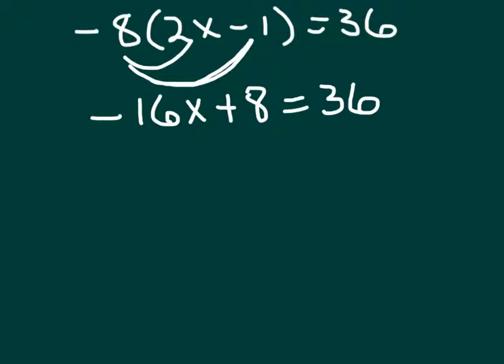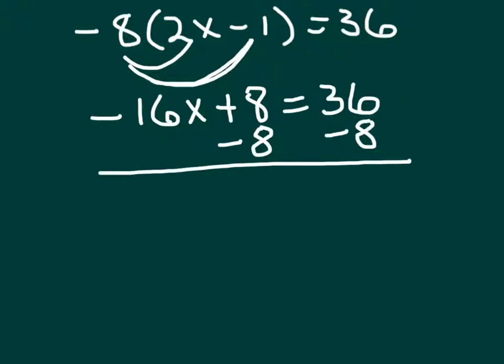We've got this plus 8 that we need to get rid of, so we write a minus 8 because minus 8 is the opposite of positive 8. Anything that we do to one side of the equation, we have to do to the other side of the equation, so we put minus 8 on the other side as well. Draw your line. Negative 16x comes down because there's nothing below it. The 8 and the negative 8 make 0, so we don't write anything. And 36 minus 8 is equal to 28.